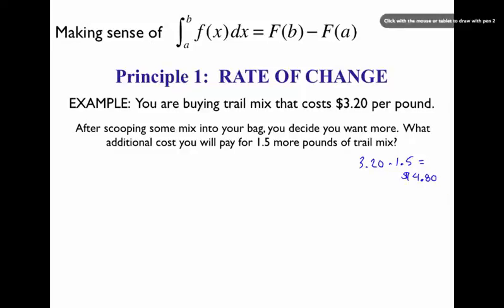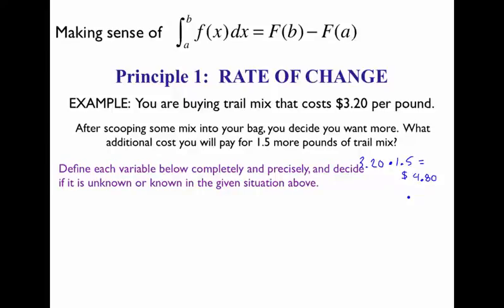Okay, so this is the basic idea of rate of change. If you want a total amount of something, you take the rate of change, in this case per pound, times the number of pounds, and that will give you the total amount of cost.